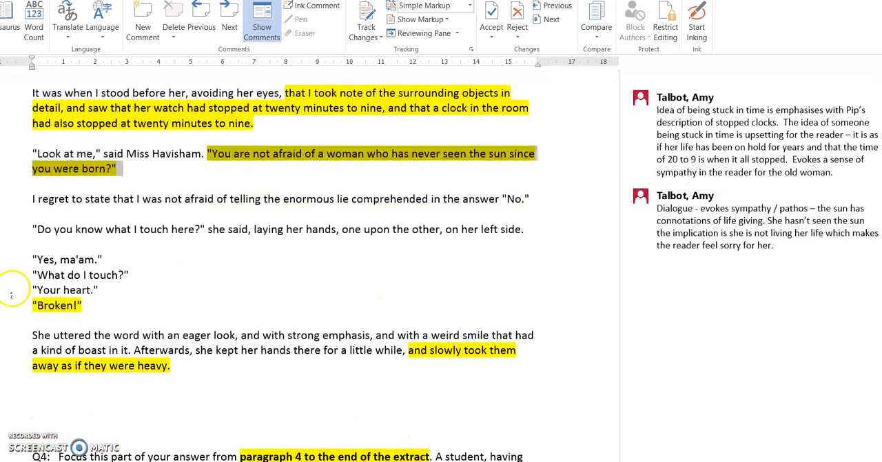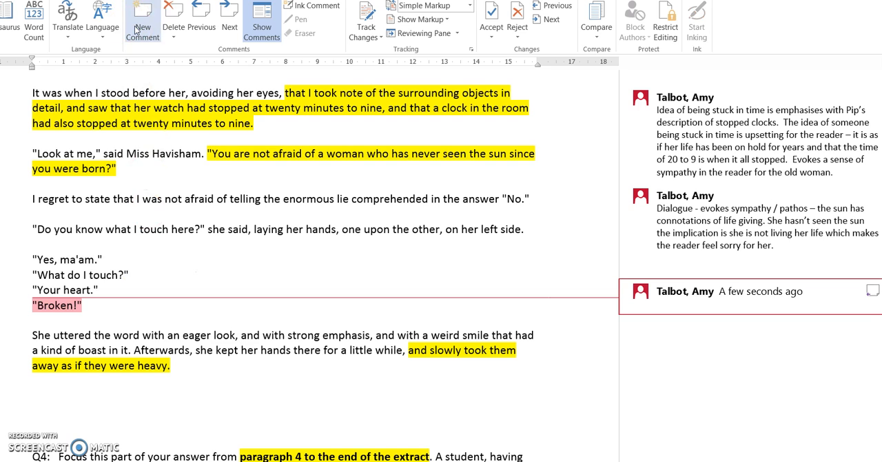Okay, and then we move on, and she says, "Do you know what I touch here?" she said, laying her hands one upon the other on her left side. "Yes, ma'am, what do I touch? Your heart, broken." So I've highlighted this because now we get the idea that her heart has been broken, and it's an exclamatory sentence. Exclamatory sentences are statements of fact, if you like. So she states her heart has been broken, and it's got that exclamation mark at the end, and so it conveys that emotion of sadness.